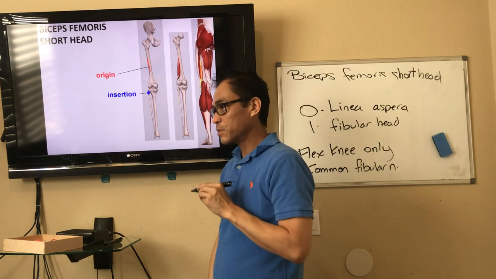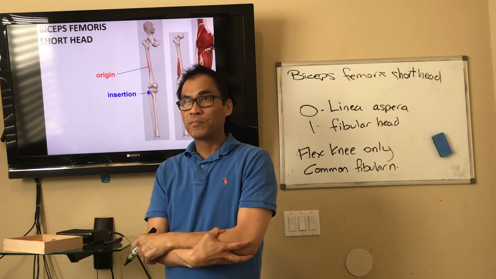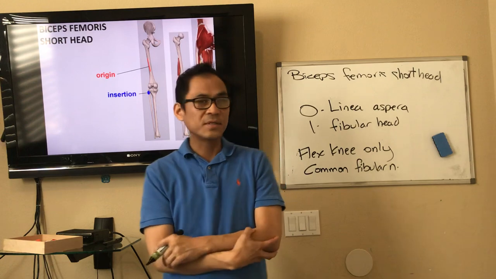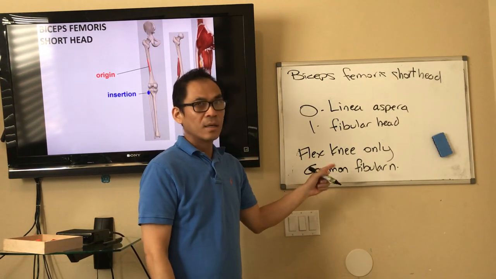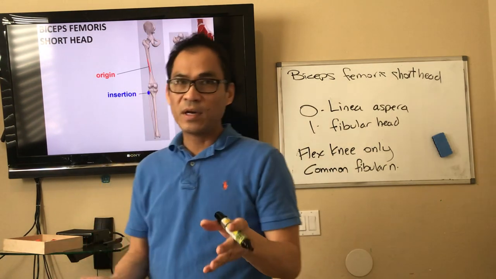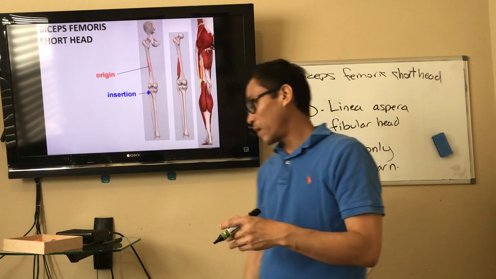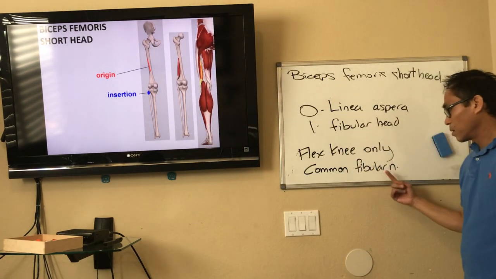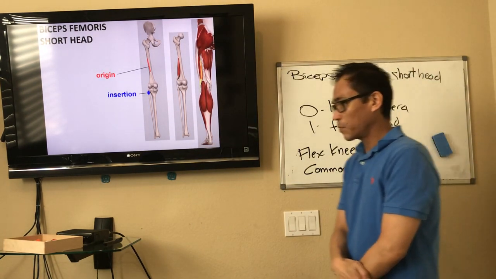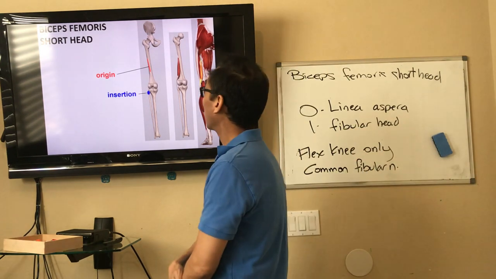All the other muscles can also extend the hip. This is the only muscle that can only flex the knee. All the other hamstring muscles are innervated by the tibial nerve. This one is innervated by a different one, the common fibular nerve, the other division of the sciatic.